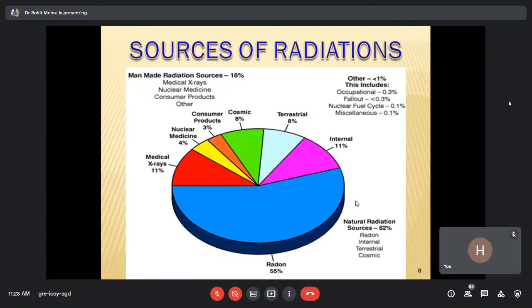Because radon is a gas. Once a thing is in a gaseous state, it is very difficult to escape from it, because it will be present everywhere. If you are sitting in a room, if you are moving outside, everywhere in the air, you will be under the influence of radon. So if you inhale more air, what will happen if the radon concentration is more in the air? More radon will enter your lungs.